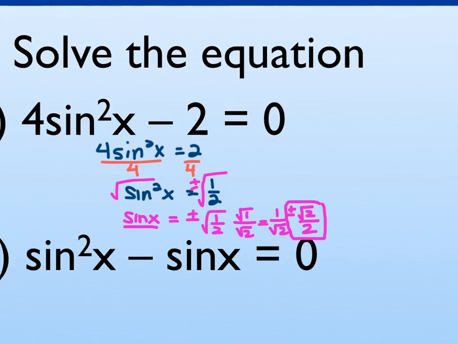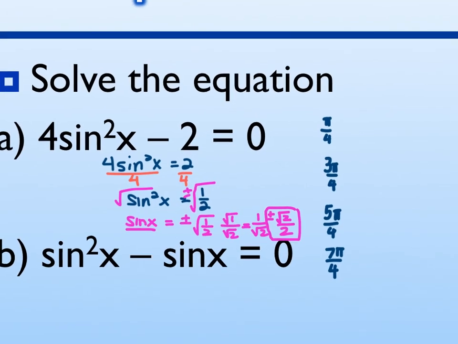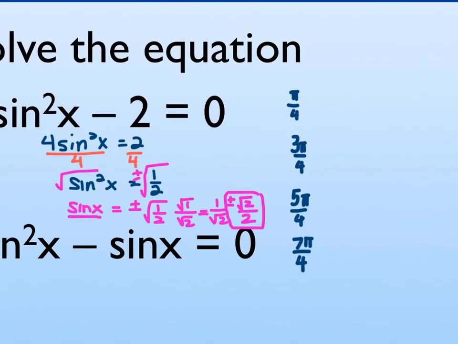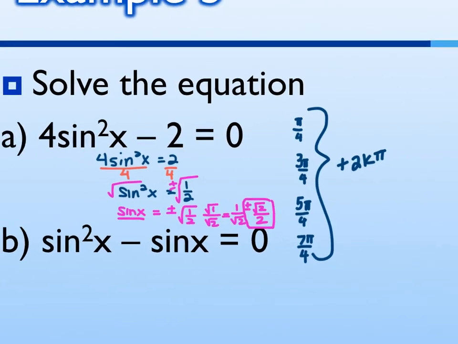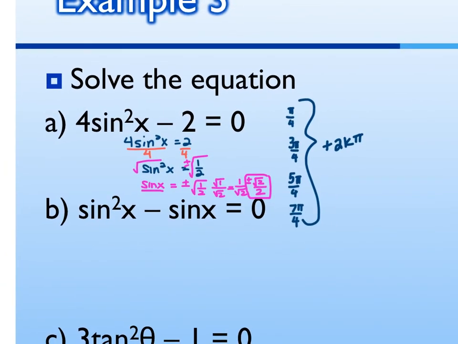So it's going to be at pi over 4. It's going to be at 3 pi over 4. It's going to be at 5 pi over 4. And it's going to be at 7 pi over 4. And again, my instructions did not restrict my domain. So to all of these, I would add 2k pi. And if I wanted to check these, I could take them individually and plug them in to check them.